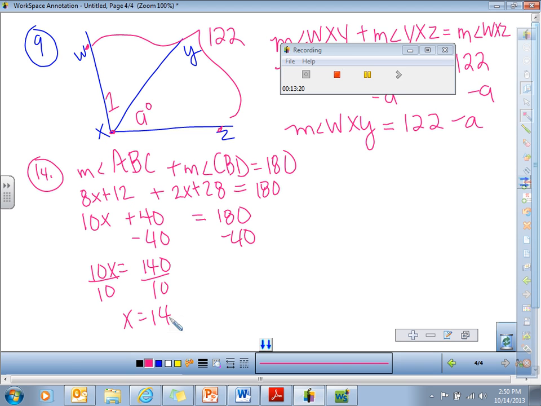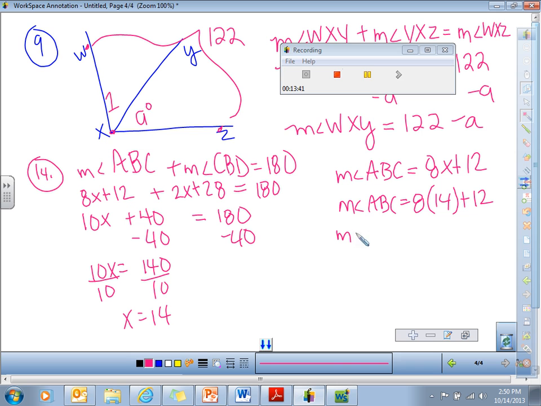But it asks us to find the measure of angle ABC. So the measure of angle ABC is 8x plus 12. So what do I do now? Plug it in. 8 times 14 plus 12. What's 8 times 14? 8 times 10 would be 80. 8 times 4 would be 32. So what's 80 plus 32?